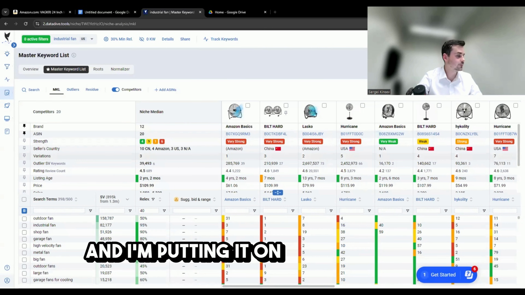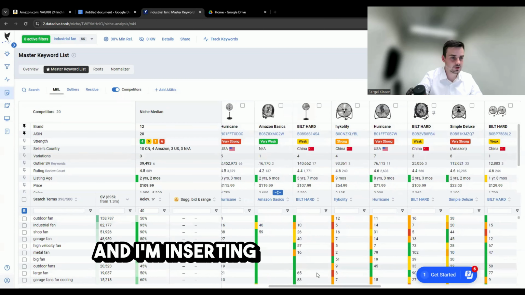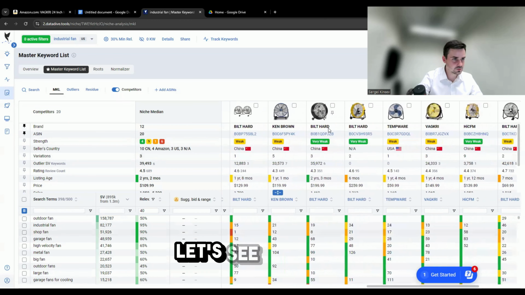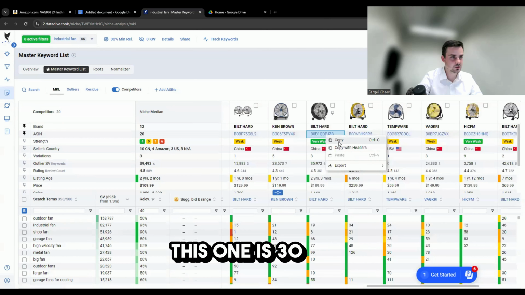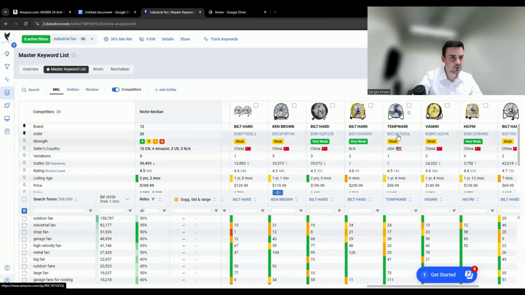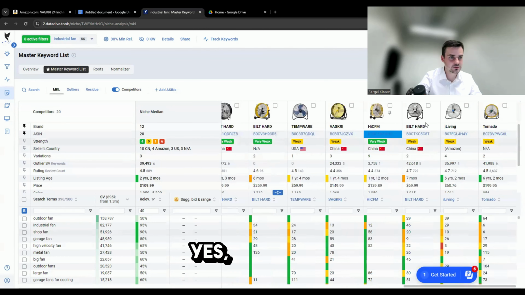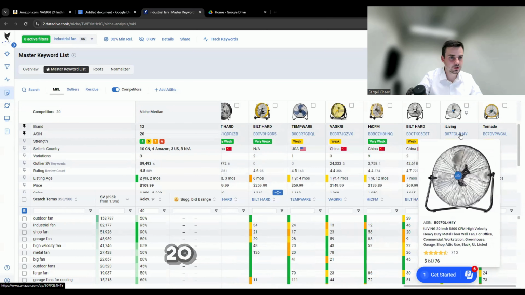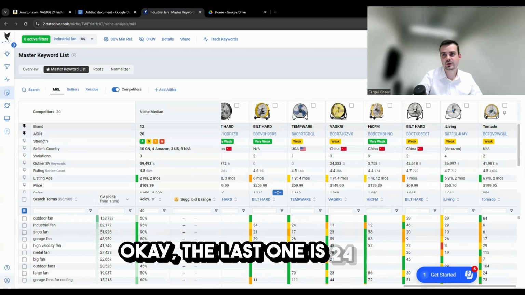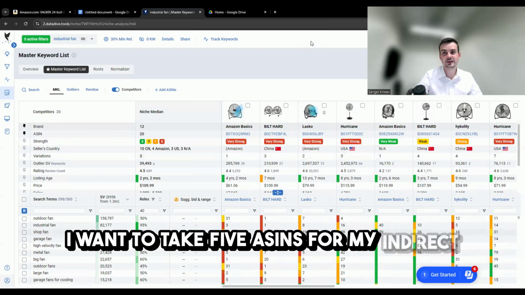And I'm putting it on my Excel sheet. This is 20-inch, 24. I'm inserting that to my Excel preparation. 18-inch. Let's see, this one is 30-inch. Let's take this one too. This one is 24 as well. Tempware, 20-inch. This one is ours. High CFM, yes, definitely. Build hard, 20-inch and 24-inch. Okay, the last one is a 24-inch. We're going to take this one, and then I want to take 5 ASINs for my indirect competitors.